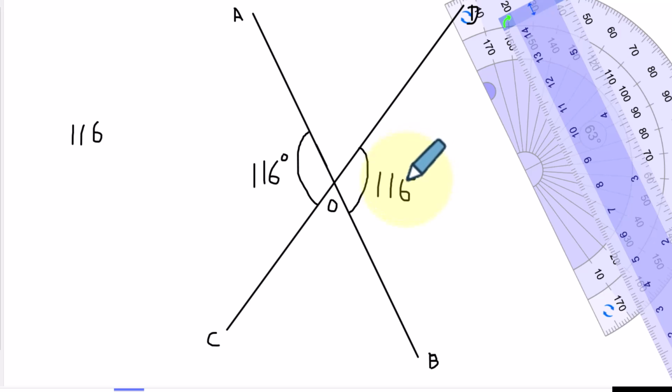So you see when two lines cross each other, vertically opposite angles are equal. 116 here, 116 here. So this is what I want us to learn from the topic, angle measurement, so that when you are doing your personal study, when we are doing calculation, you will not ask so many questions. So finally for number 3, let me go to a new page and end it with number 3.